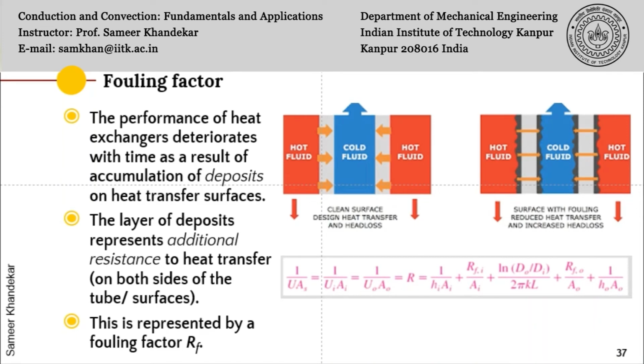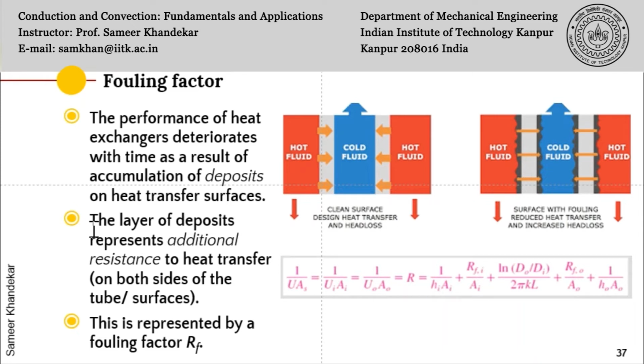So moving on to slide number 37, here is a figure in which we see the ideal heat exchanger, in which a cold fluid has two walls on the both sides, and then across the walls there are hot fluids flowing. And in a new heat exchanger, naturally the surfaces are clean. Now the performance of such heat exchangers deteriorates with time as a result of accumulation of deposits, which you can see on the figure on the right hand side. So you can see the deposits on the wall over a period of time because of several reasons which we will discuss.